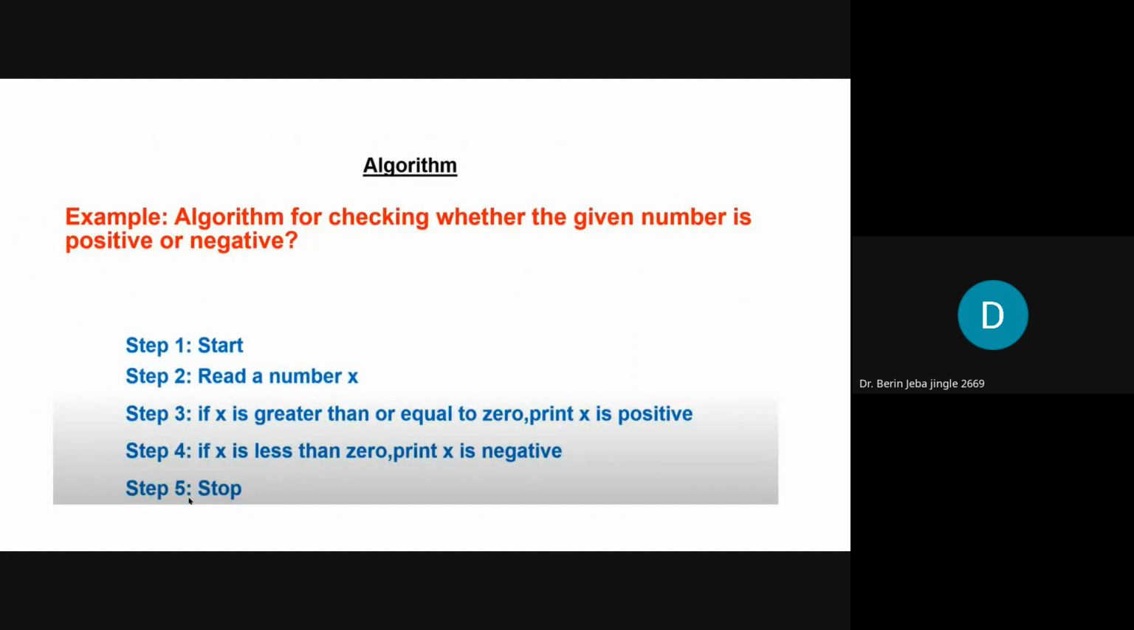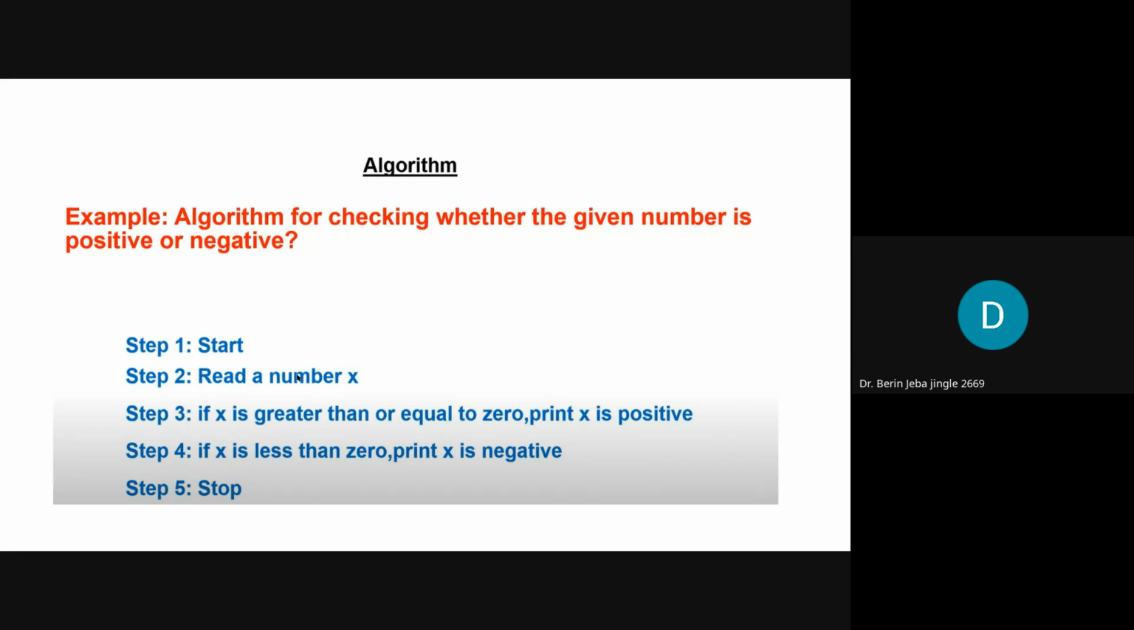Okay, next algorithm. Algorithm for checking whether the given number is positive or negative. What is positive or negative? First of all, start the process, then read the particular number. For example, we can keep x is equal to 2.